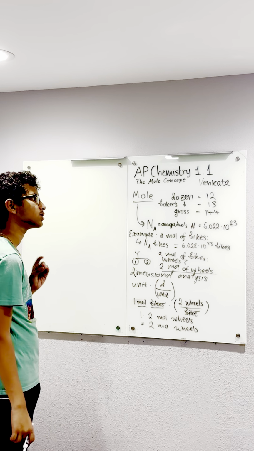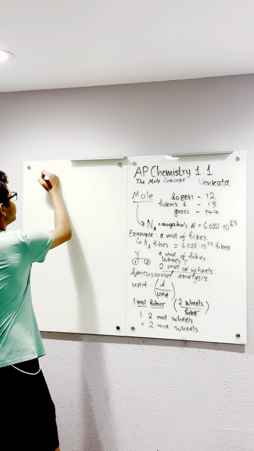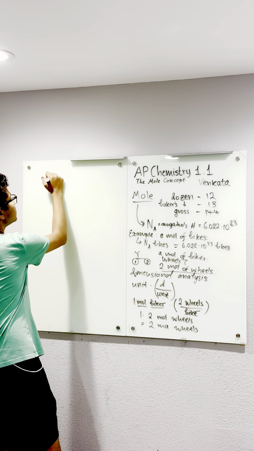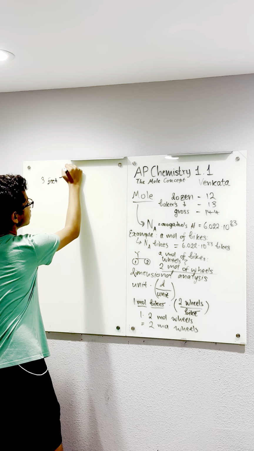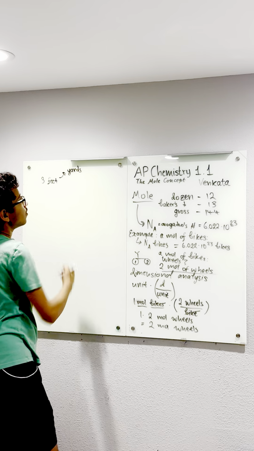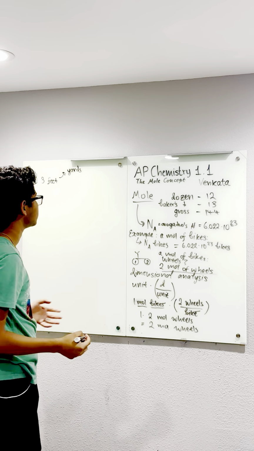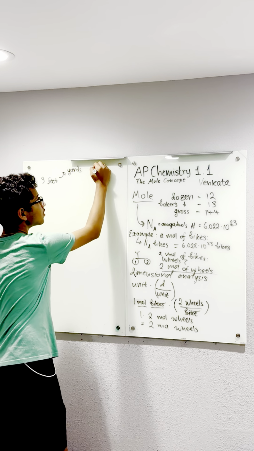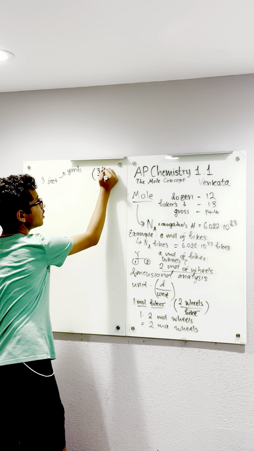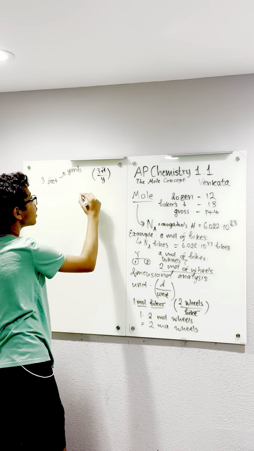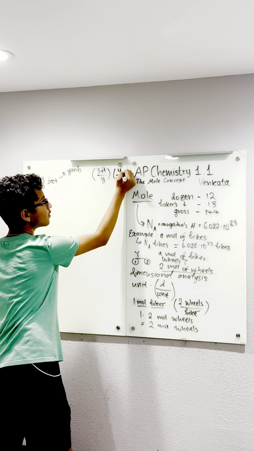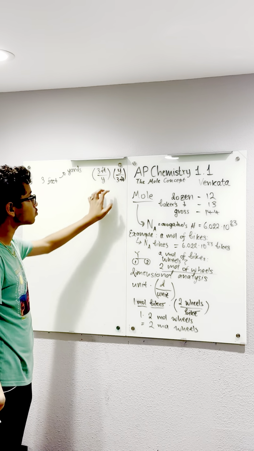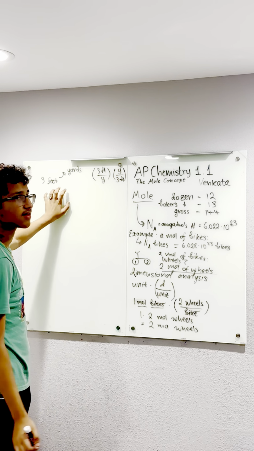Let's suppose that you have 3 feet, and you want to convert this to yards. Well, the conversion factor that you need here is that there are 3 feet per yard, or you could write it as 1 yard per 3 feet. And we'll figure out which one of these is more useful to us in solving this exact problem.